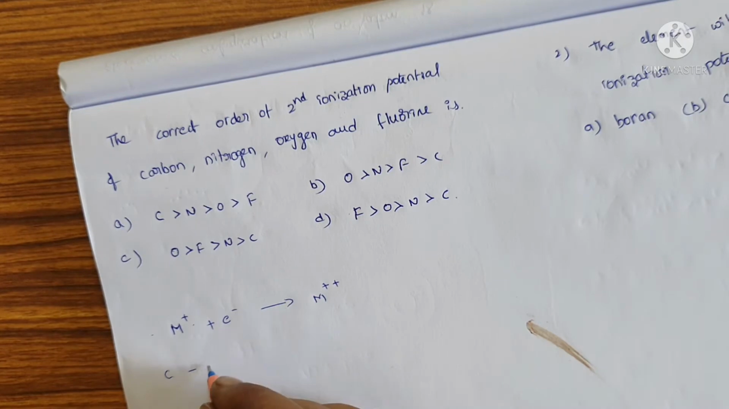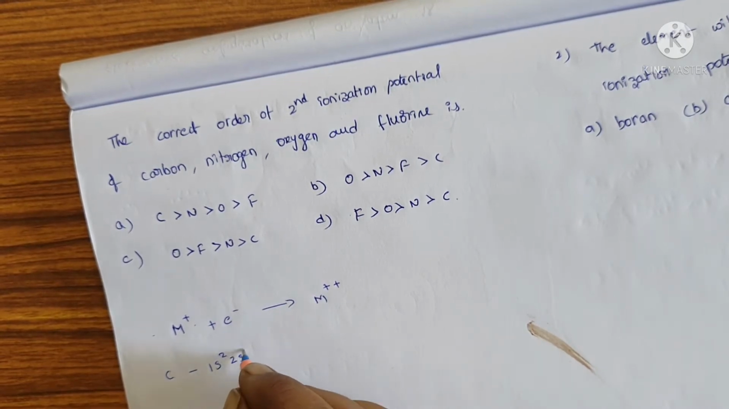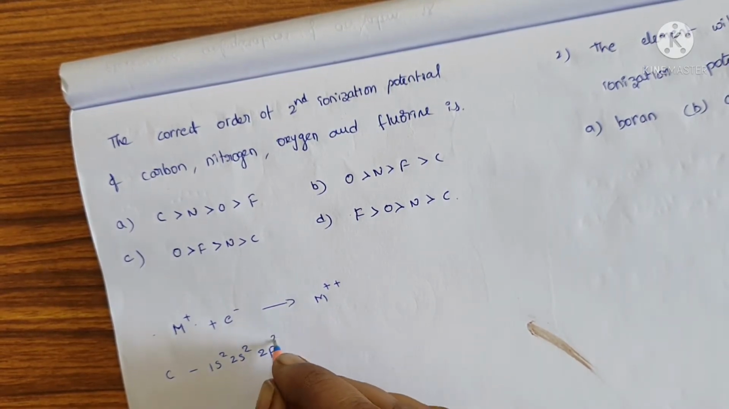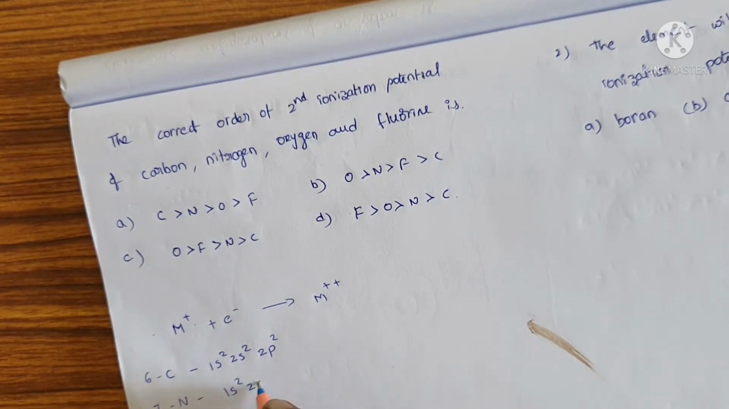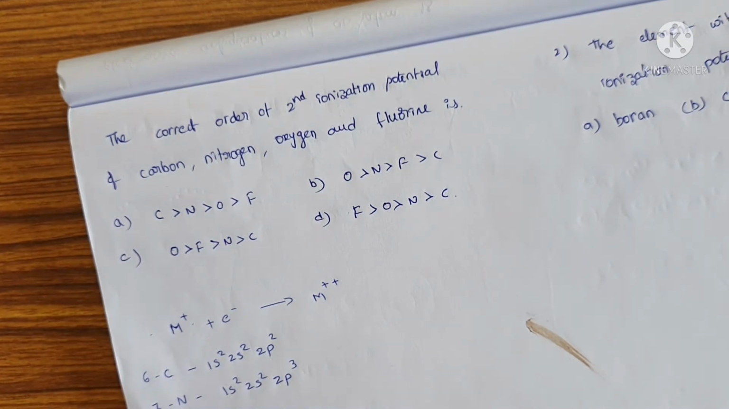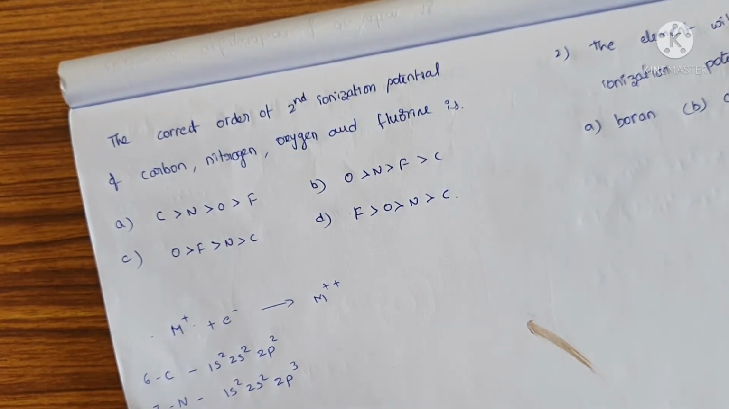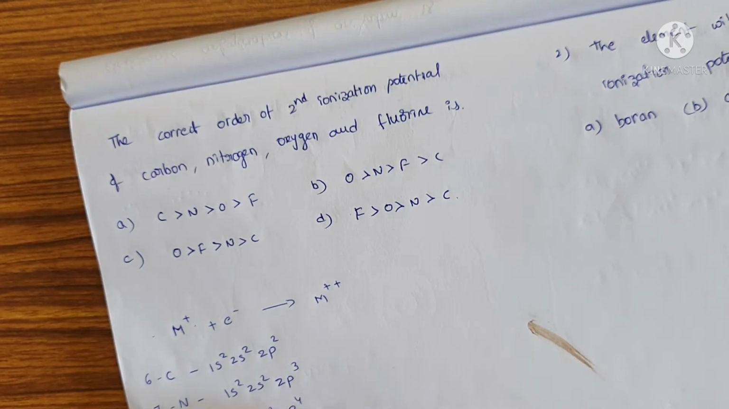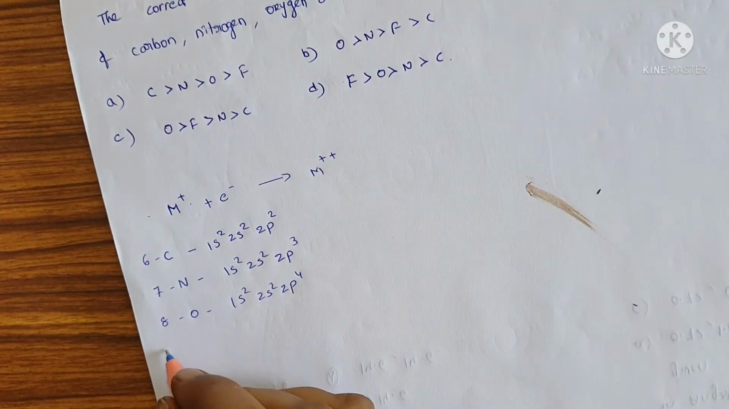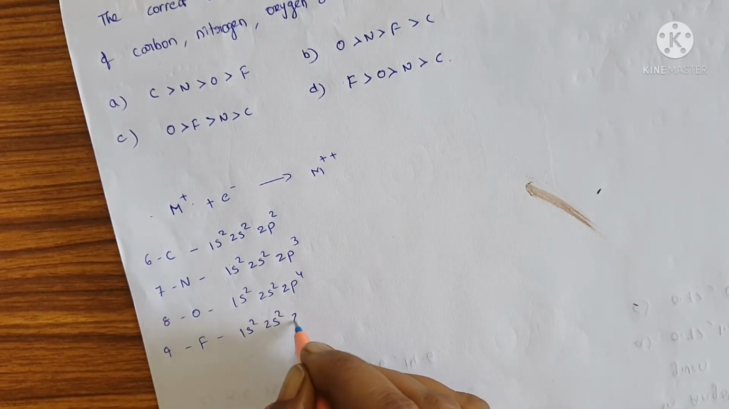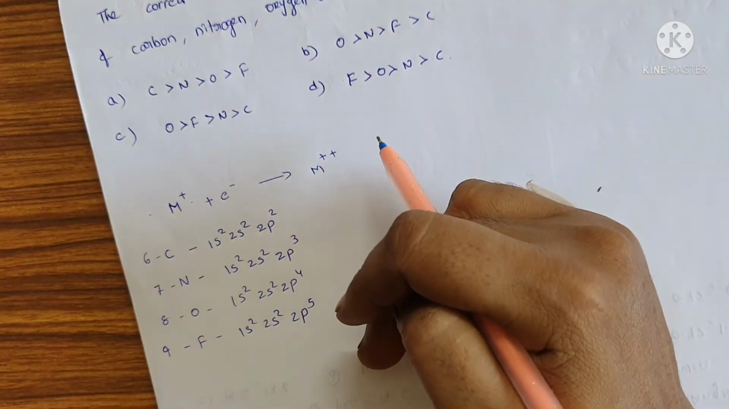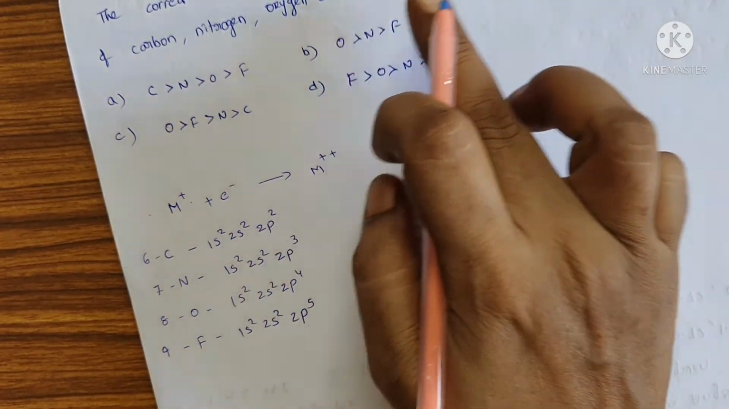Carbon: what is the electronic configuration? 1s2, 2s2, 2p2, because the atomic number is 6. For nitrogen, 7: 1s2, 2s2, 2p3. For oxygen, 8: 1s2, 2s2, 2p4. And for fluorine, 9: 1s2, 2s2, 2p5. These are the electronic configurations for carbon, nitrogen, oxygen and fluorine.